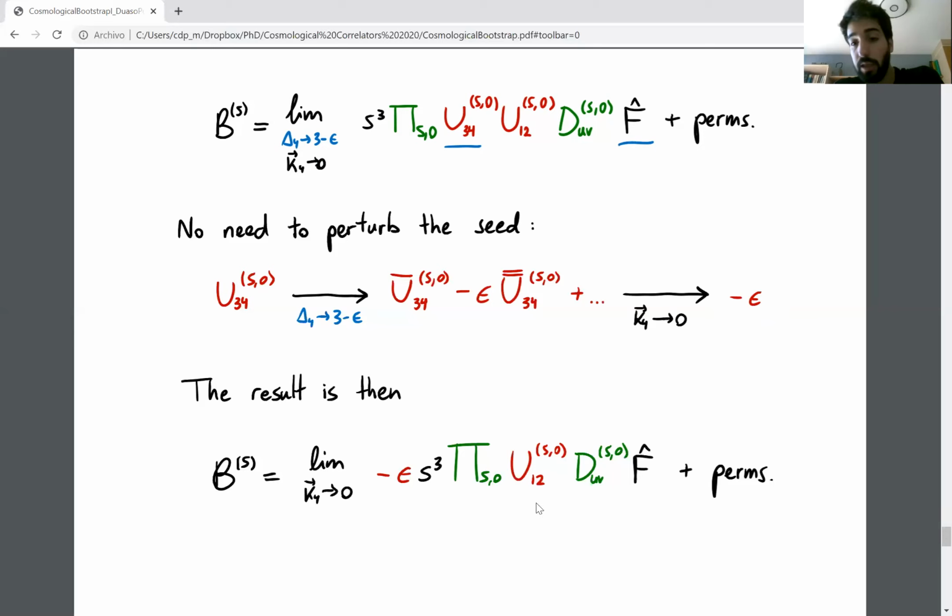The result is then this, just minus epsilon in place of this operator. And here we still need to take the soft limit on this part of the formula. But schematically, this is the result that one gets, and this can all be computed analytically and so on. This is the result for an inflationary bispectrum given by the exchange of a particle of any mass and any spin.